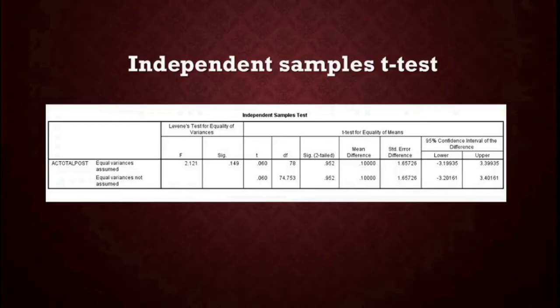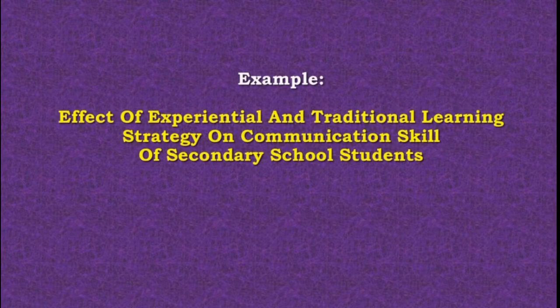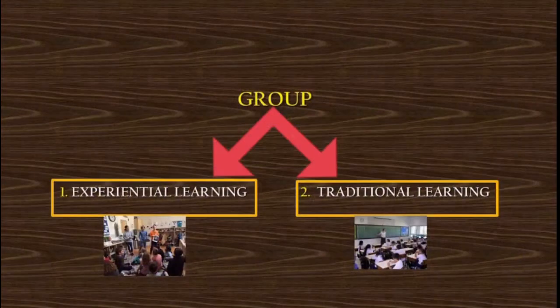In this tutorial, we will walk through how to run and interpret an independent sample t-test. The example here is based on a study that aims to find out the effect of experiential and traditional learning strategy on communication skill of secondary school students. To test this, the students were split into two groups. One is the experiential learning group and the second is the traditional learning group.